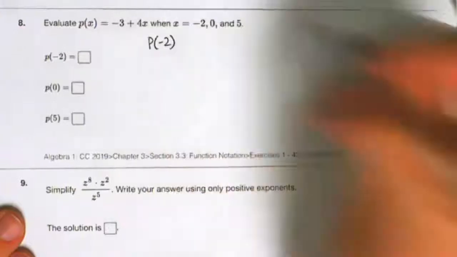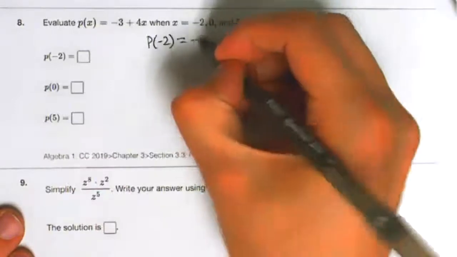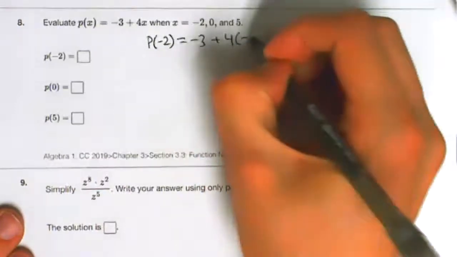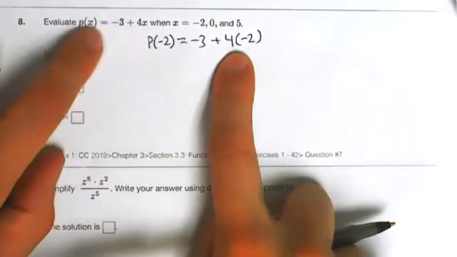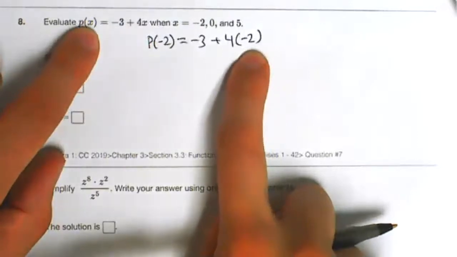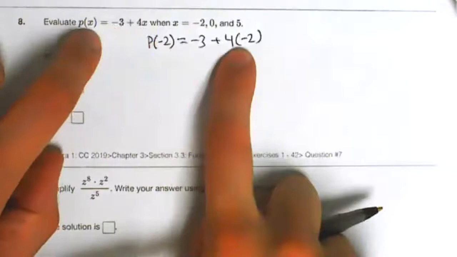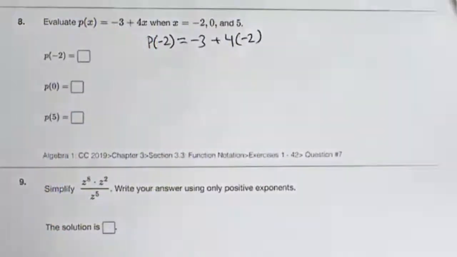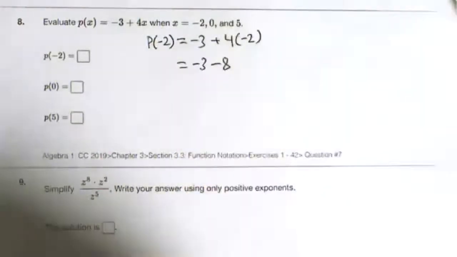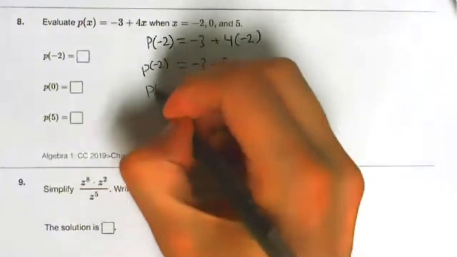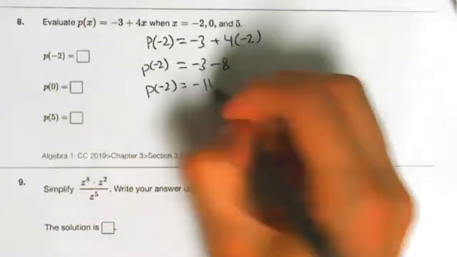So we're going to plug in -2 for x. So we plug in -2 where there was previously an x here, and also where there was previously an x right here. So as you can see, this statement is the same as this one. The only difference is now where we previously had x's, we now have -2's. So let's evaluate p of -2. We have -3, 4 times -2 is -8, so p of -2 is equal to -3 minus 8. P of -2 is equal to -11, consequently. So our first answer is -11.